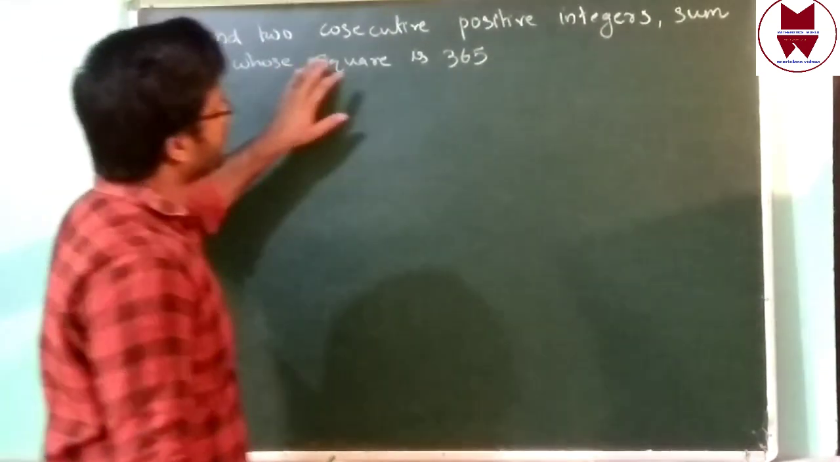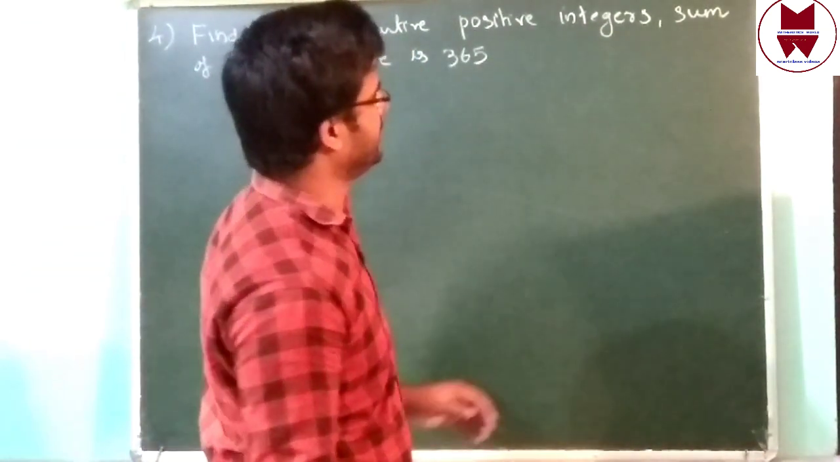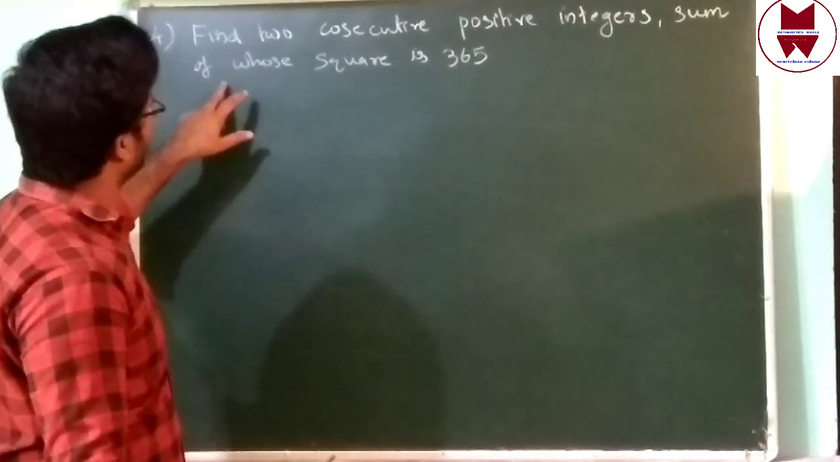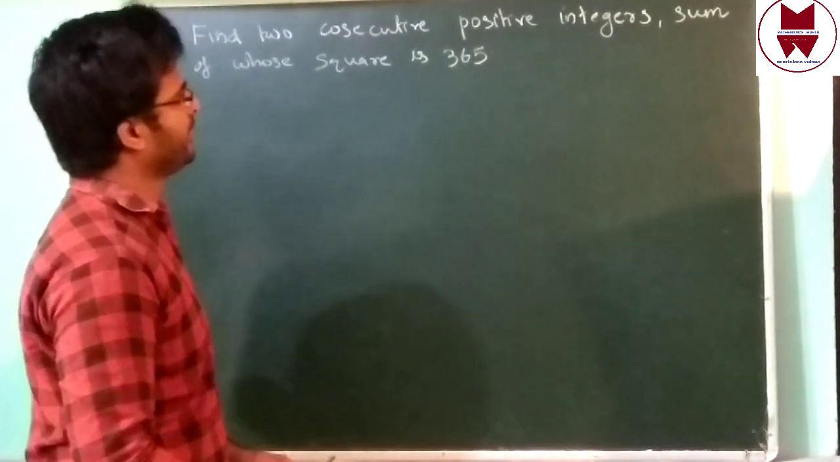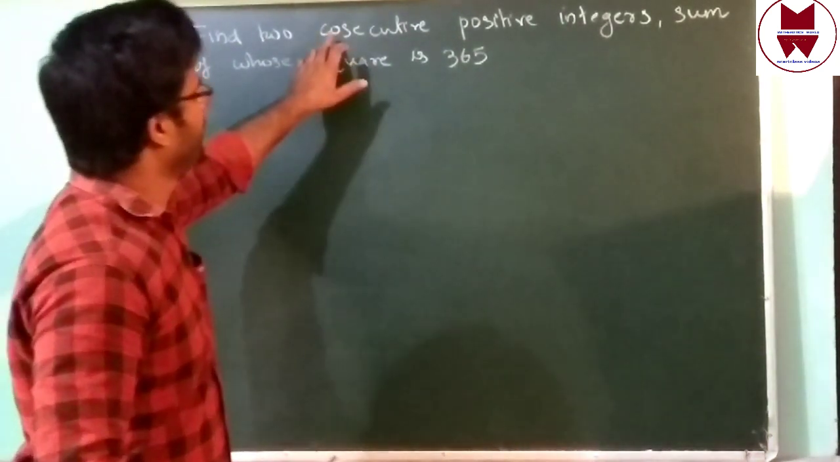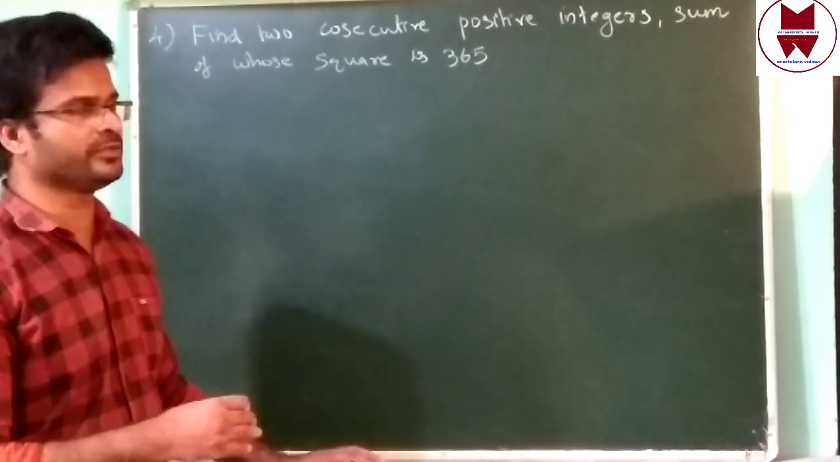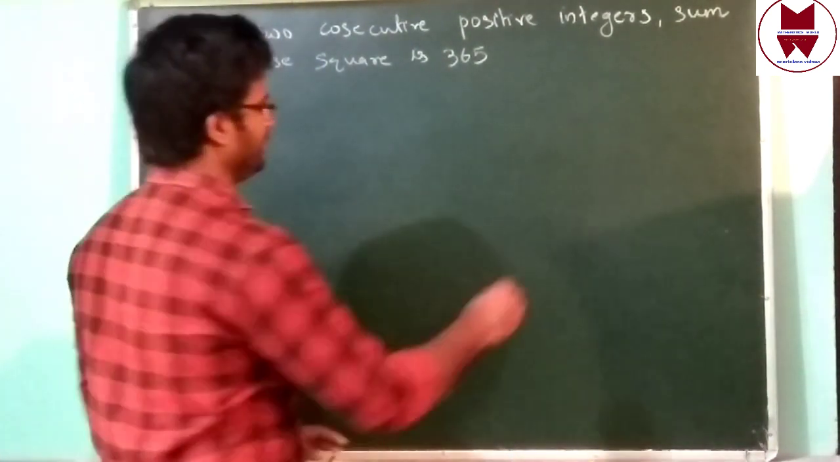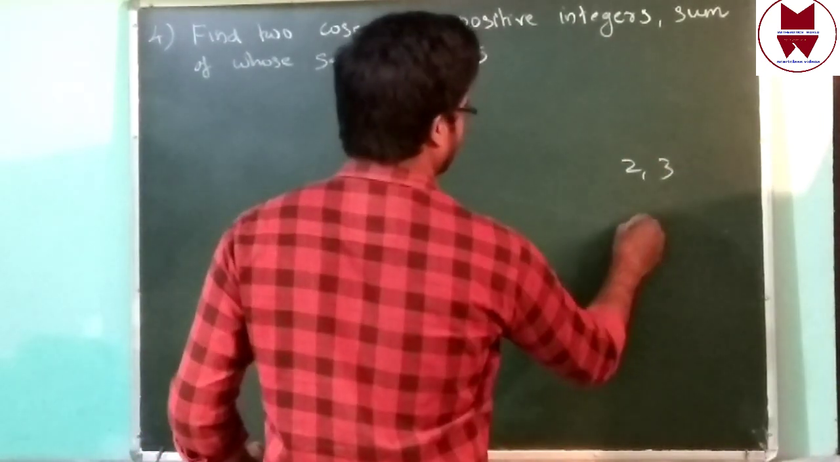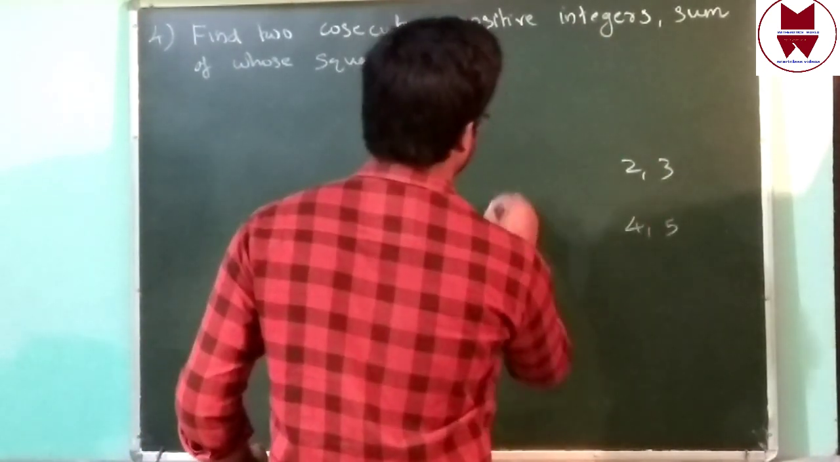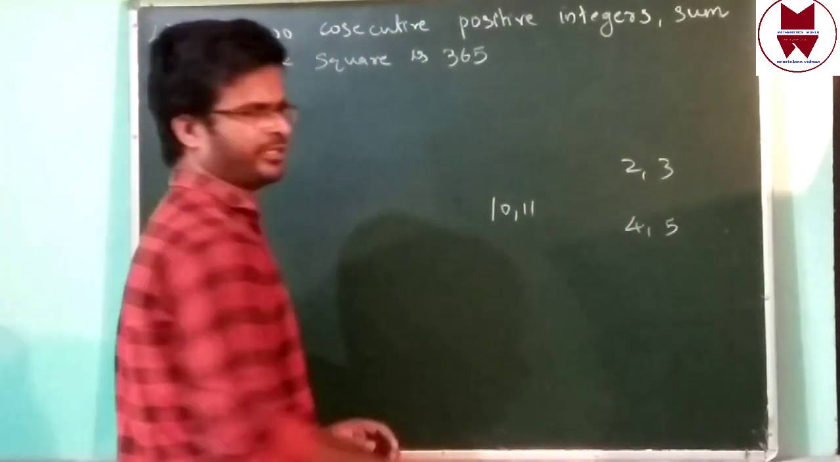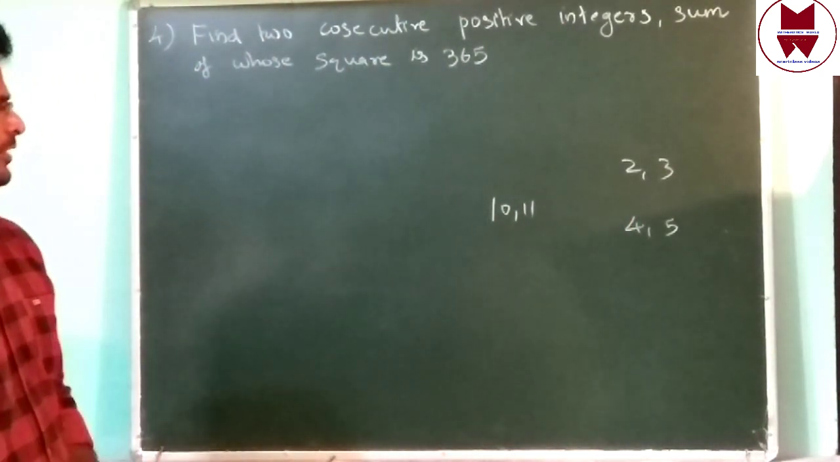Find two consecutive positive integers, sum of whose square is 365. What is consecutive positive integers? Consecutive numbers means following numbers. That is 2, 3, isn't it? Otherwise 4, 5, otherwise 10, 11. Following numbers, that is known as consecutive numbers.